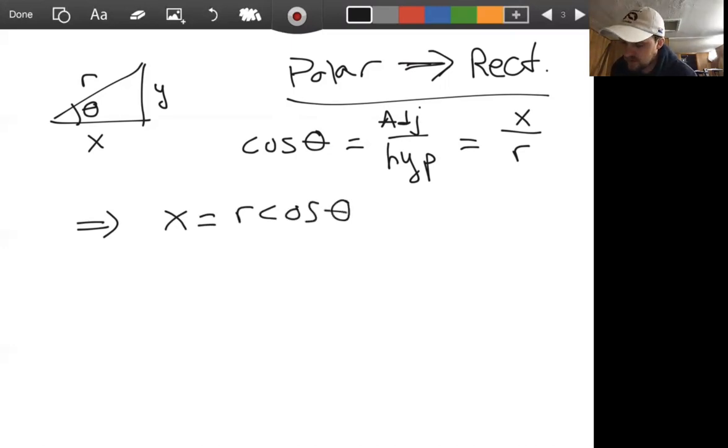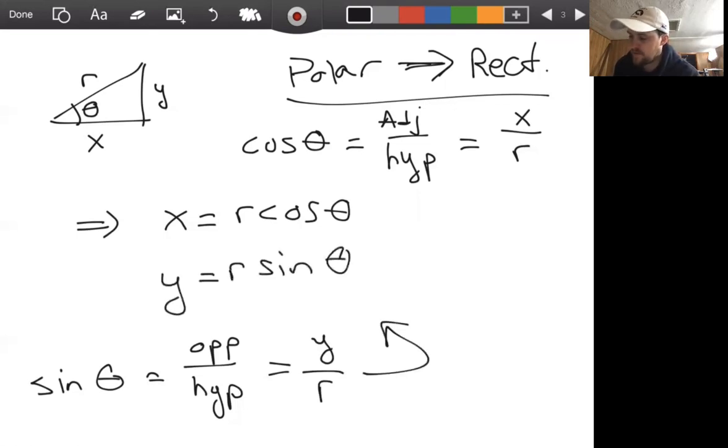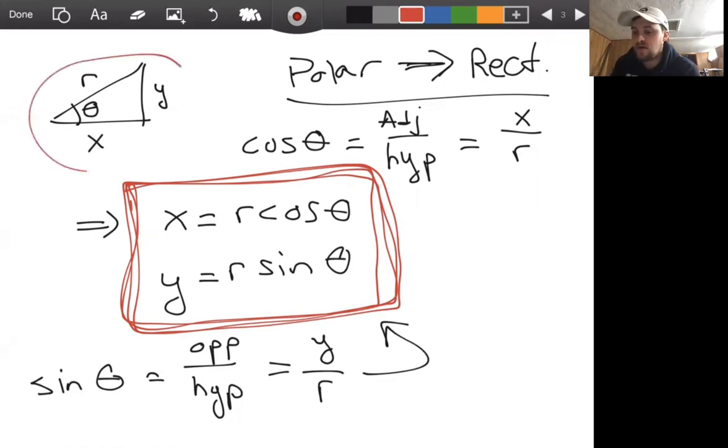And what about sine? Sine theta is opposite over hypotenuse, and opposite over hypotenuse is going to be y over r. Well, coming back up here, that tells me then that y is equal to r sine theta. And now we have our equations to go from polar to Cartesian or rectangular, right? You plug in an r and a theta, and it spits out your x and y values. And so we have these relatively simple formulas, purely derived by knowledge of a right triangle, to convert between coordinate systems.